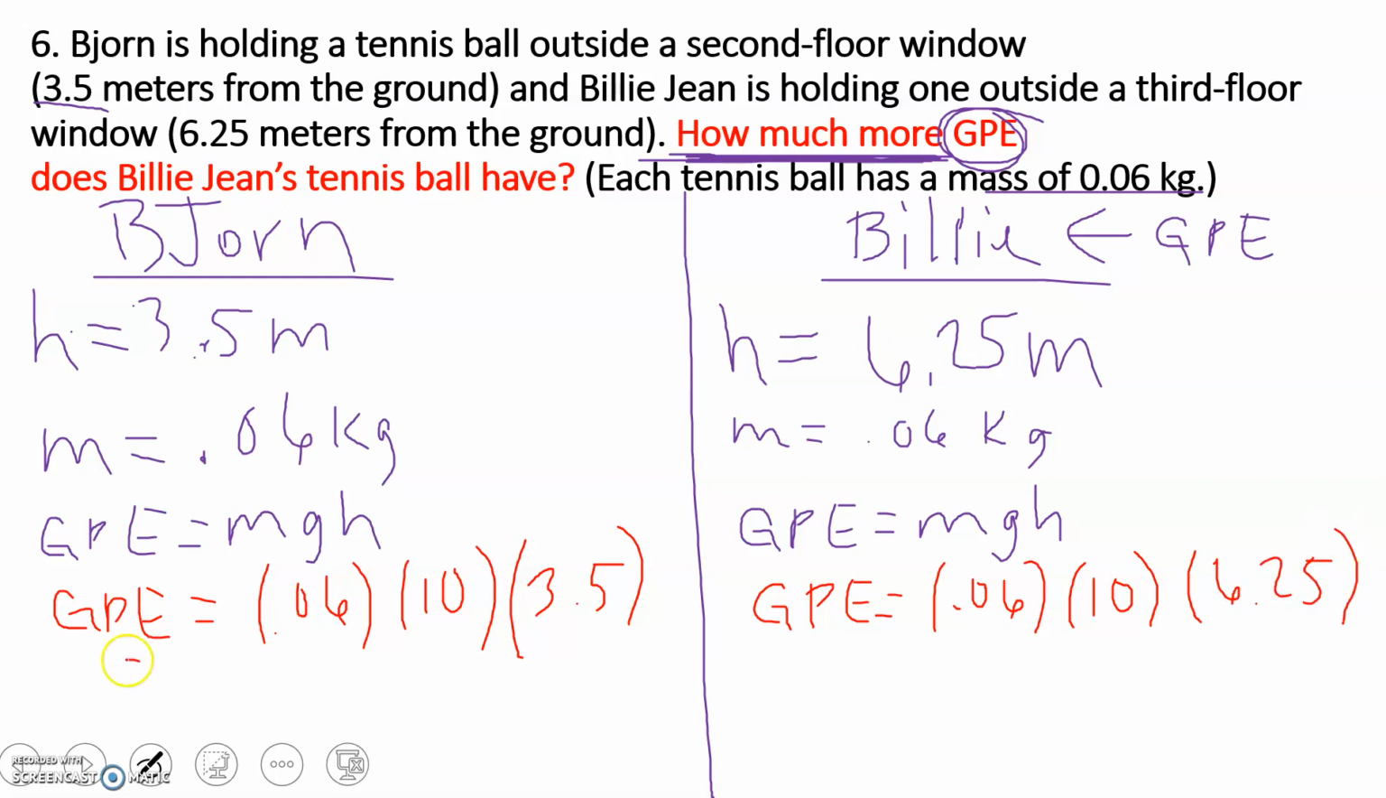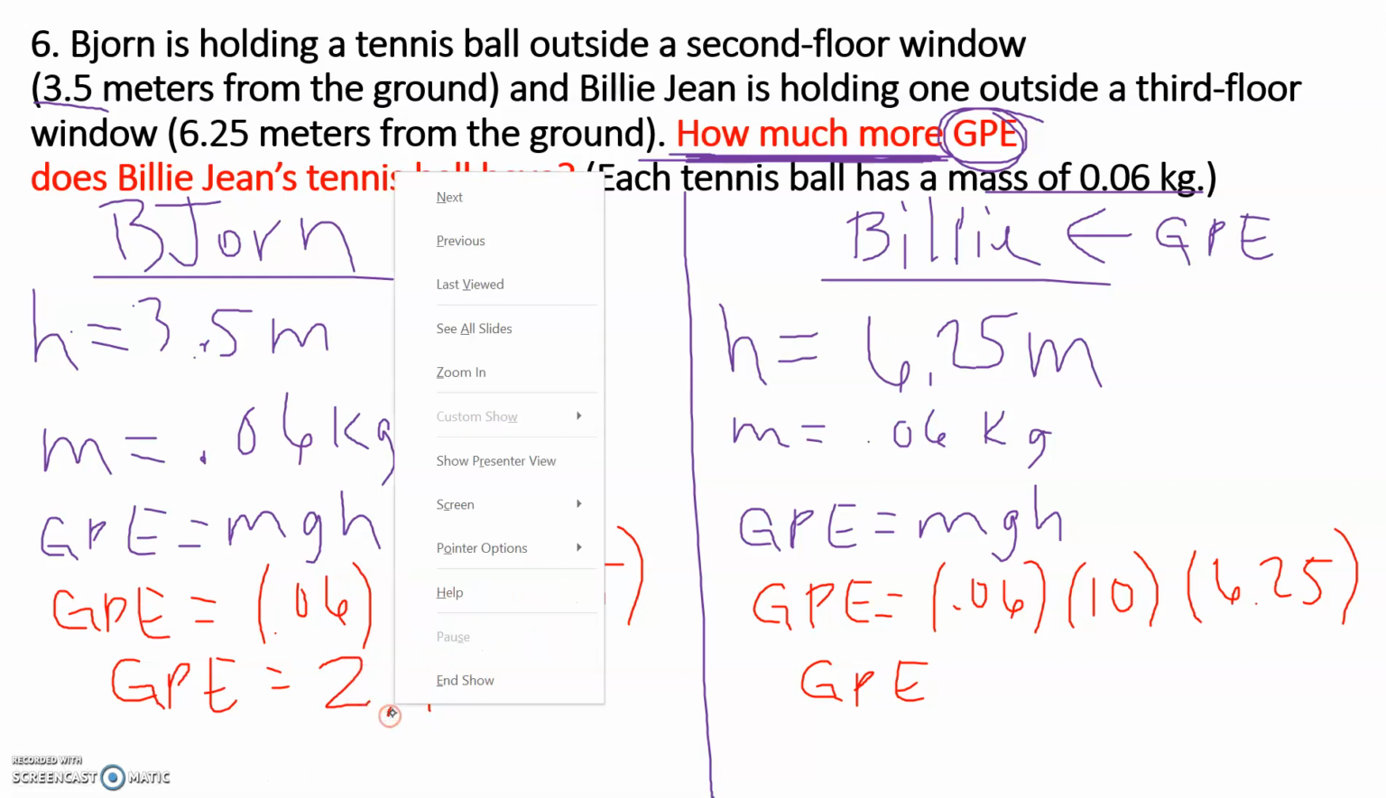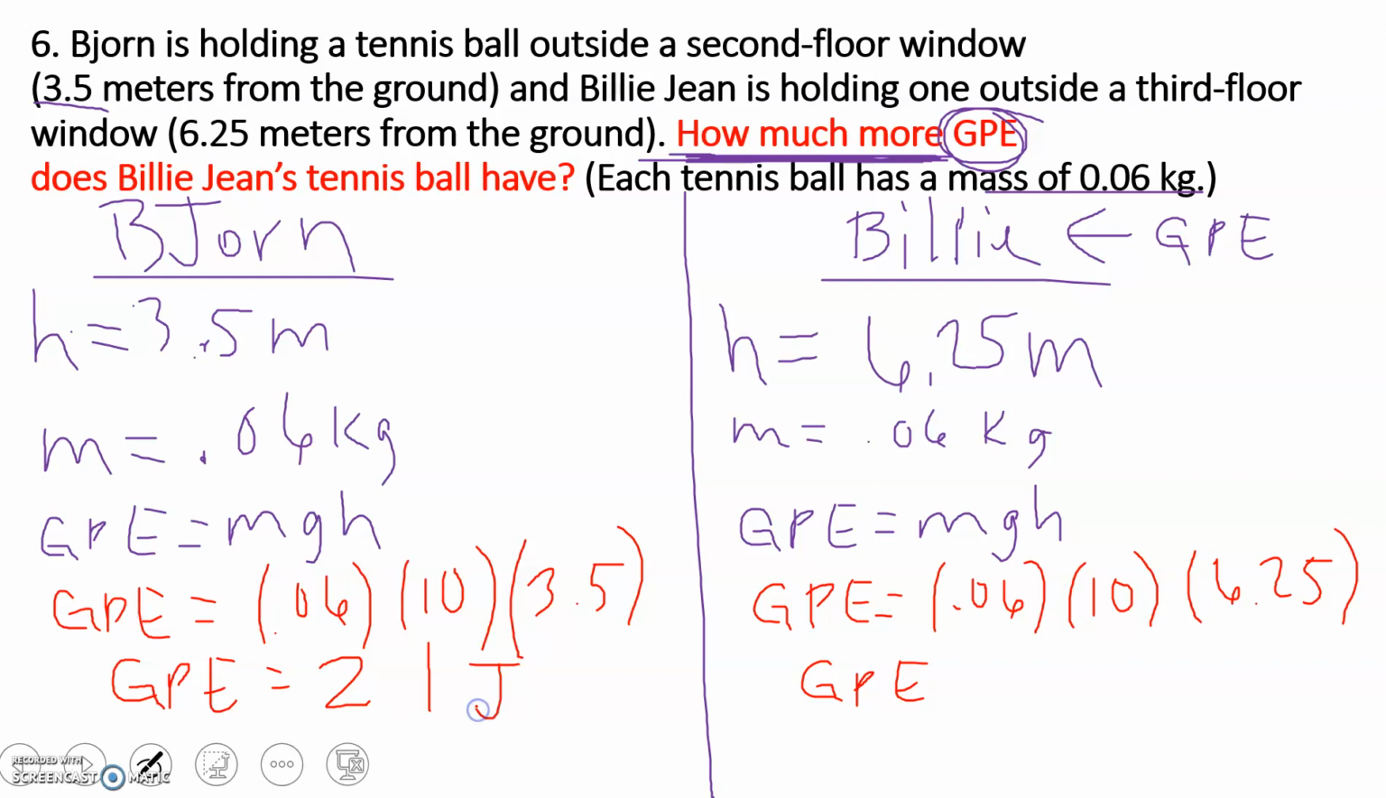Alright, now use your handy dandy calculators to calculate what the gravitational energy for both is. So our first ball on this second floor window should be 2.1 joules. Alright, and Billie Jean's ball should have a gravitational potential energy of 3.75. So we knew that Billie Jean's was going to be greater because she is higher up. And the more height you have, the more potential energy you have.